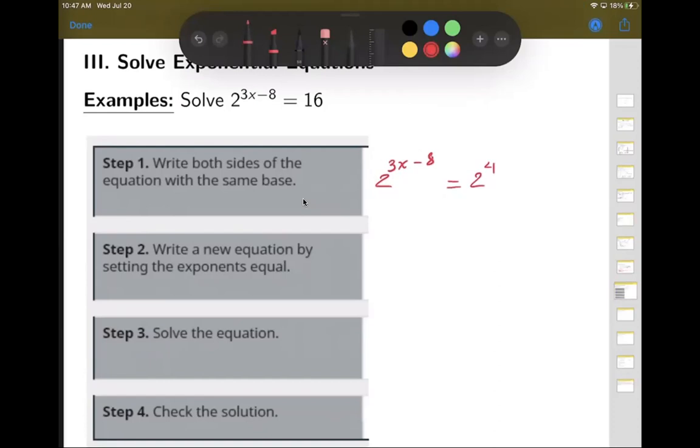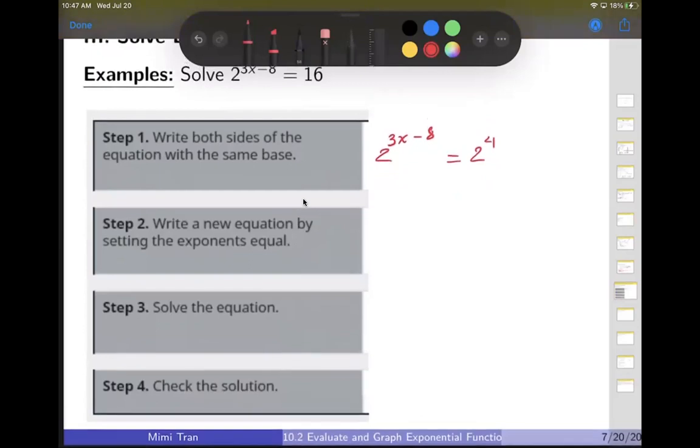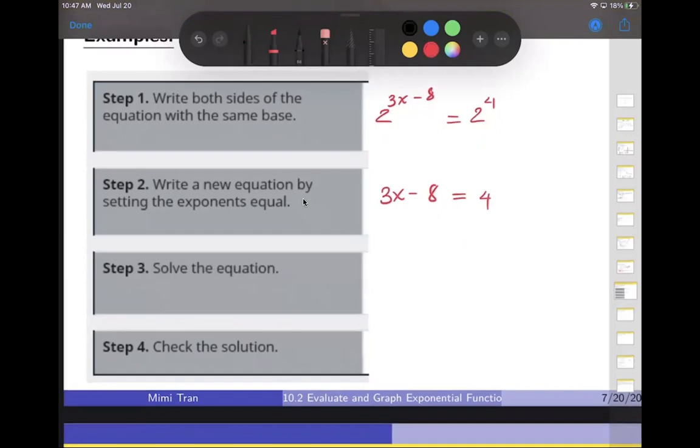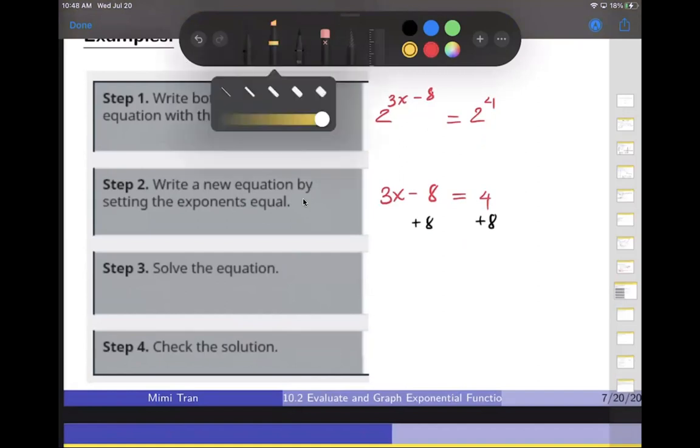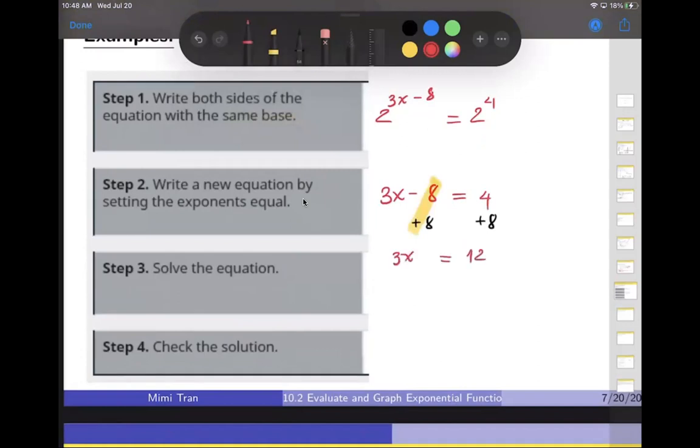Second step, write the new equation by setting the exponents equal. Now, if 2 to the 3x minus 8 equals 2 to the 4, well, the base is the same, so this implies 3x minus 8 has to be equal to 4, for this equation. And now you solve, so you add 8. Now you solve like you know how to solve before. I got 3x equals 12. Divide both sides by 3. X equals 4.